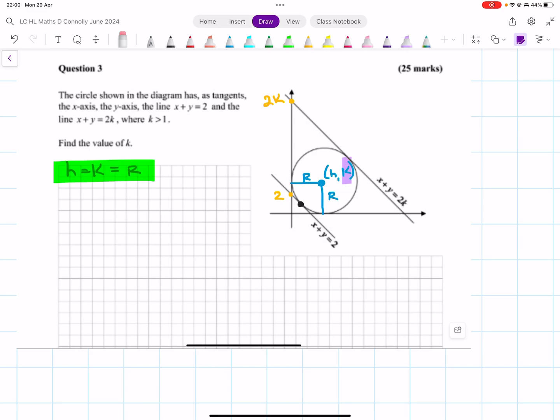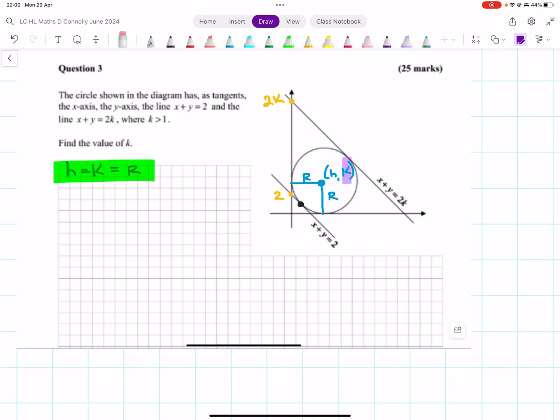So the circle shown in the diagram has as tangents the x-axis, the y-axis, the line x plus y equals 2 and the line x plus y equals 2k, where k is greater than 1. Find the value of k.